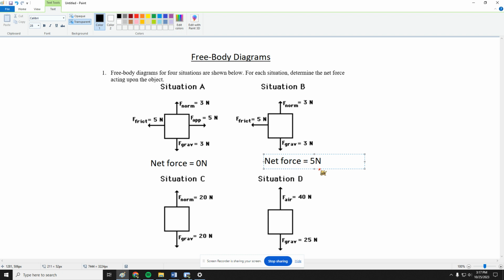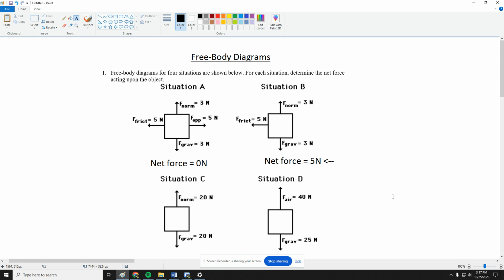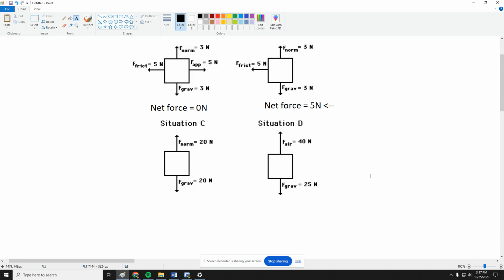Now, there's one more important thing you've got to have here, and that is a direction. Force is what's known as a vector, which means it has a unit or a size, and it has a direction. So the size of this force is 5 newtons. The direction, in this case, is going to be left. So I would just put a little arrow, say left. Or you could write the word left if you want.